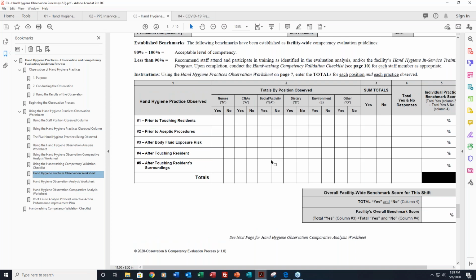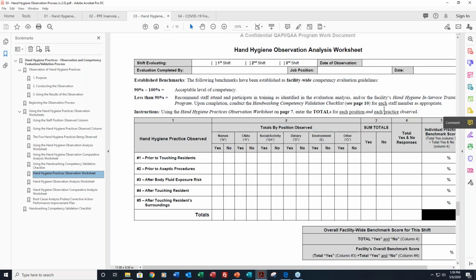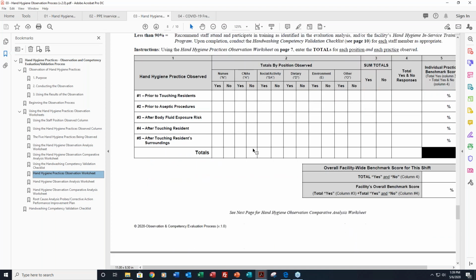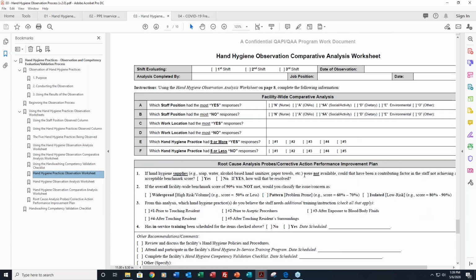You can tell quickly if I want to just do North Hall and I only want to do 3 staff members. That will tell you whether you have a problem or not. And you can do it by shift. You can do it in many different ways. Then the third part of it is your worksheet. Where is my problem? For example, what staff position had the most yes responses? How many had no? So it just keeps stepping down for you to find the root cause.